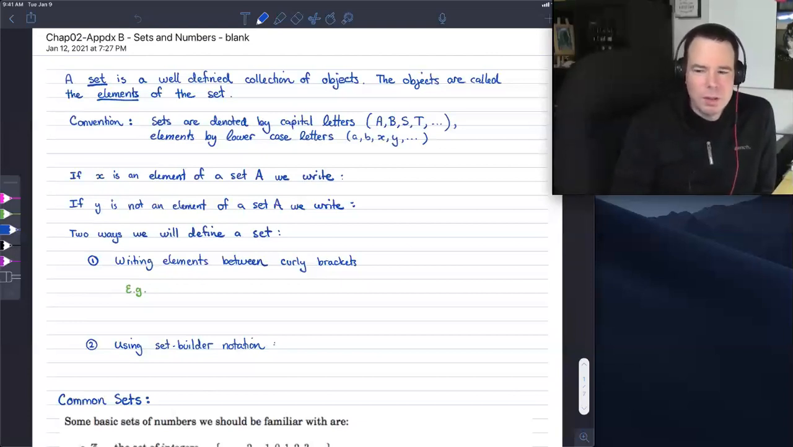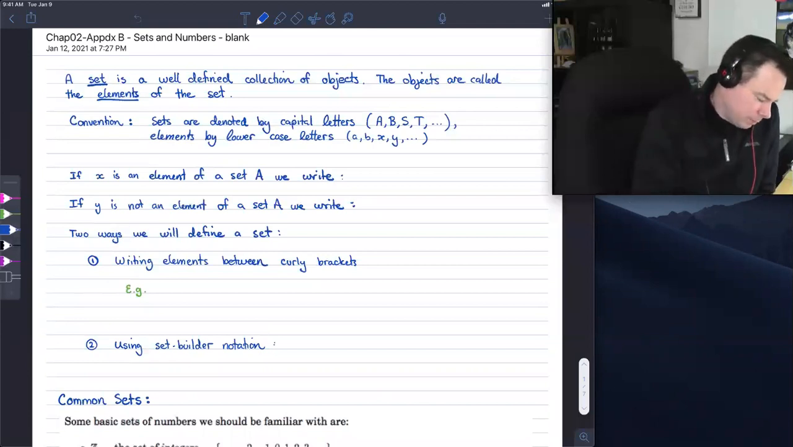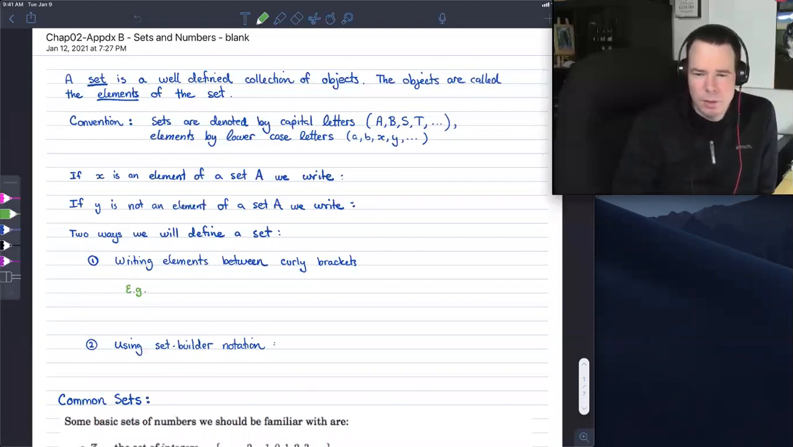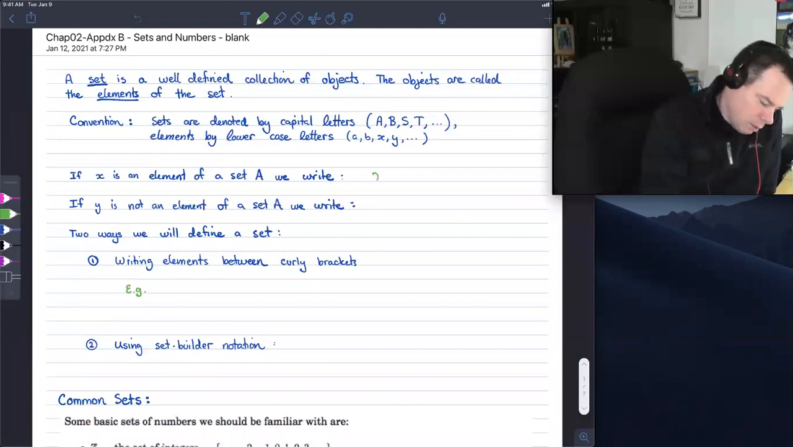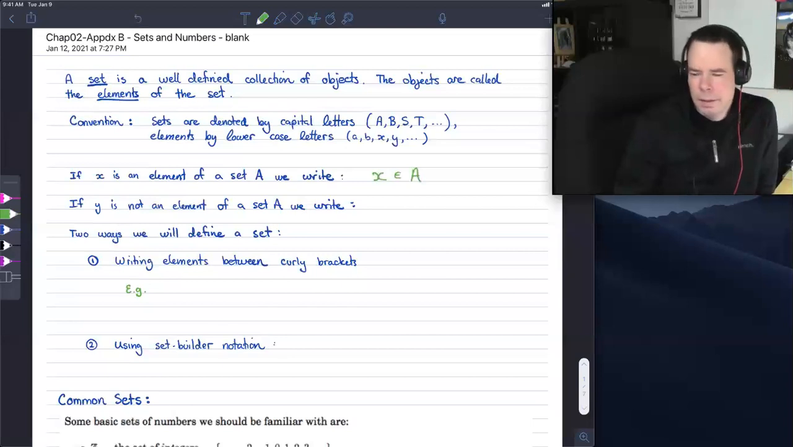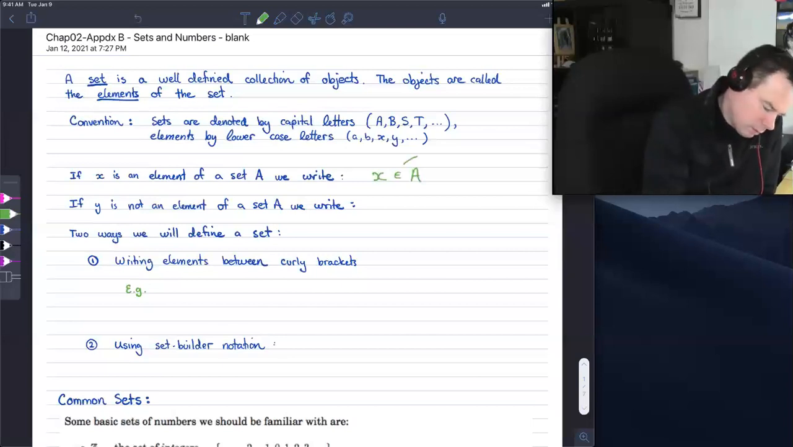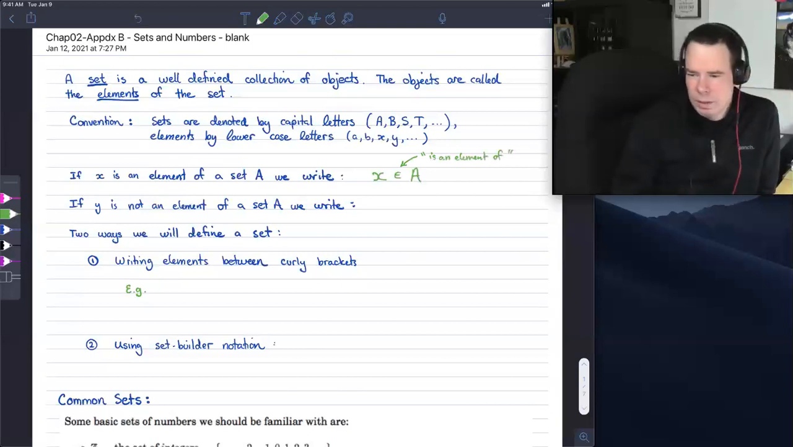Conventionally, we use capital letters to denote a set and lowercase letters to denote the elements of the set. And we've got some special notation that we use to denote whether an object is in a set or not. And so that's this next line. If little x is an element of a set capital A, then what we write is we write little x, and then we write this funny little backwards E kind of symbol, and A. And that backwards E symbol that's red is "is an element of." So we read a statement like x is an element of A.